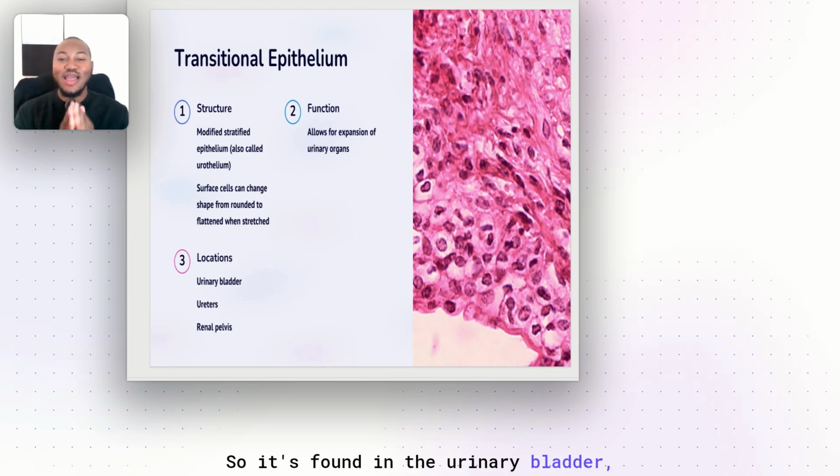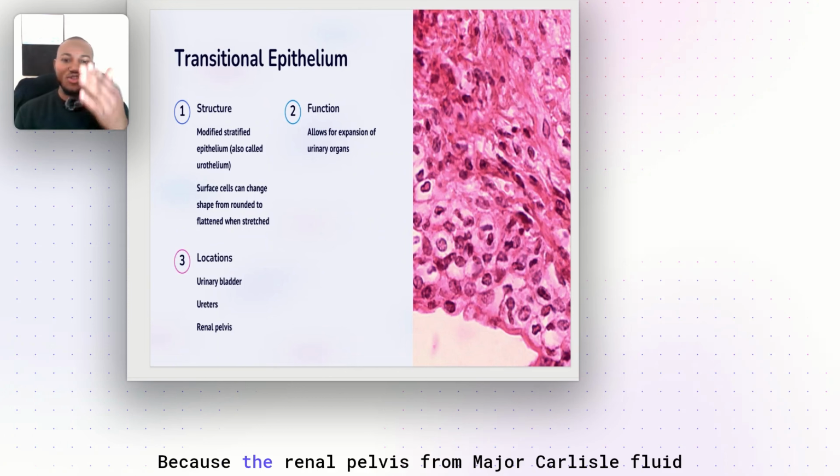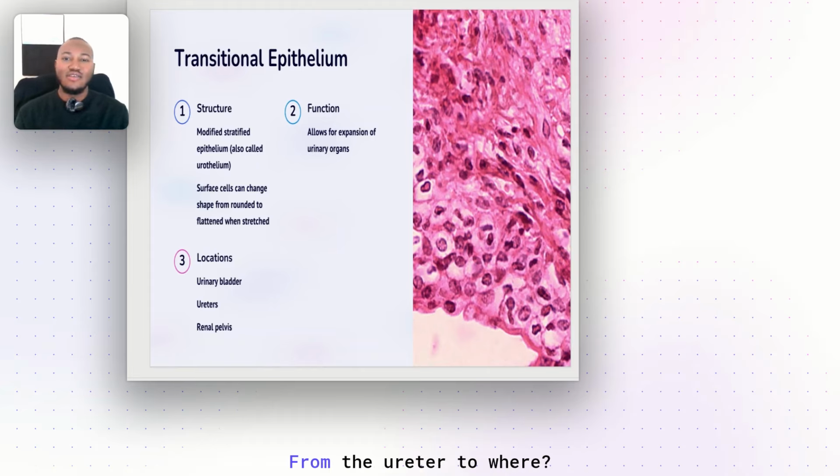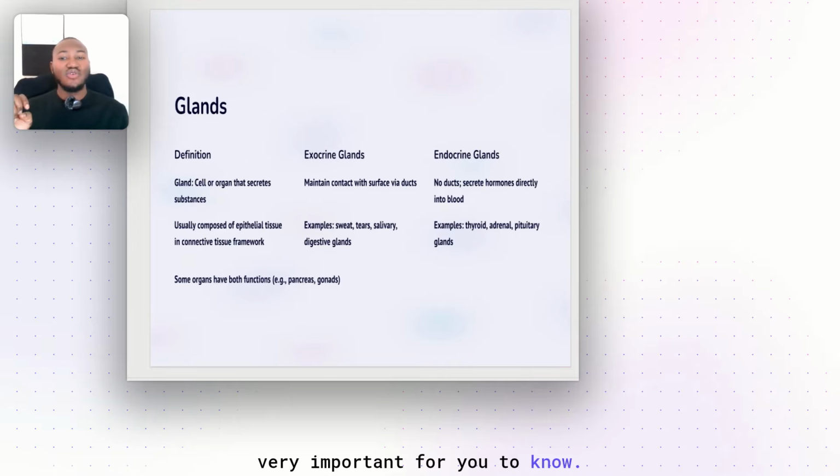So it's found in the urinary bladder, it's found in the ureter, and it's found in the renal pelvis. These three things are the same thing. Why? Because the renal pelvis, from the major calyx, the fluid enters the renal pelvis. From the renal pelvis to where? The ureter. From the ureter to where? The bladder. So that's why they have the same thing. Very, very important for you to know.